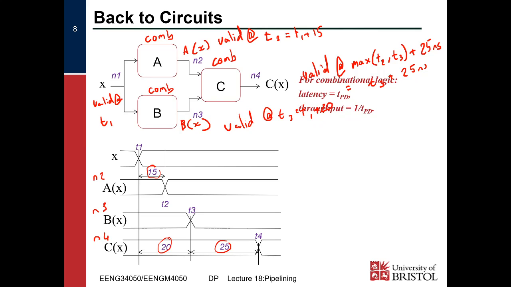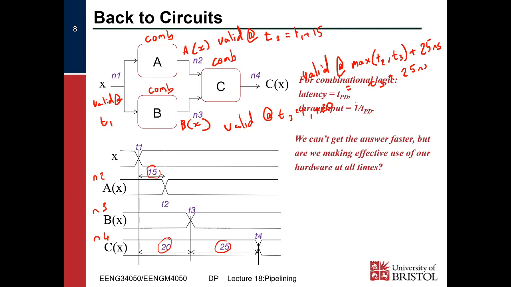For a set of purely combinational logic, we've got our latency, which is just the total propagation delay. And we've got our throughput, which is 1 divided by our propagation delay. It's only once C of X becomes valid that we can start to change X to a new data value and get a new piece of data through there. The data can't go through this circuit any faster. No matter what, there will always be this critical path through B to C, which will take at the very least 45 nanoseconds.